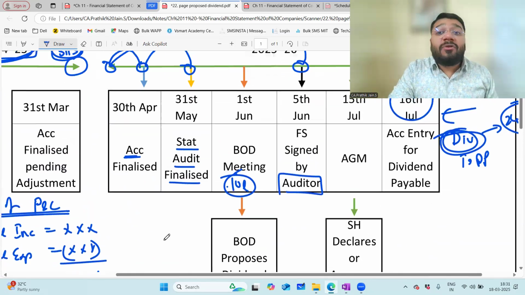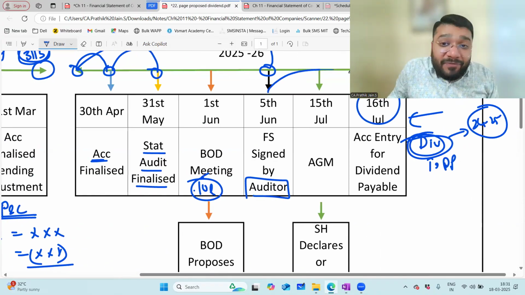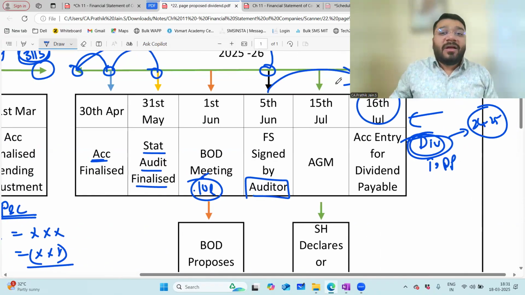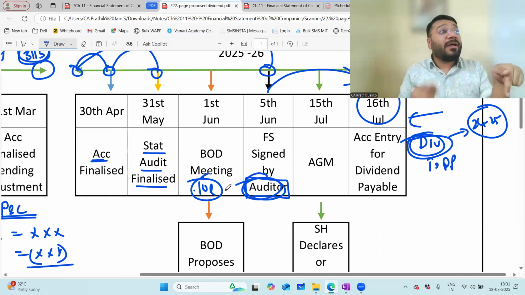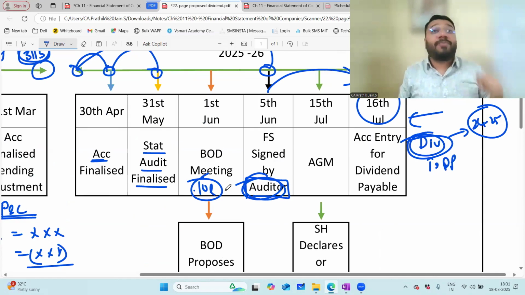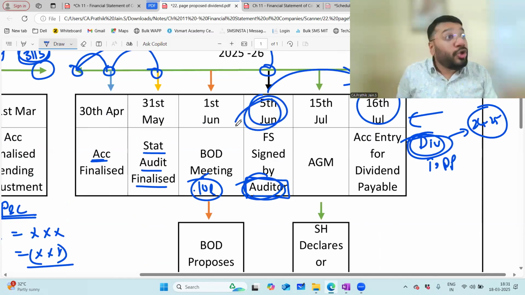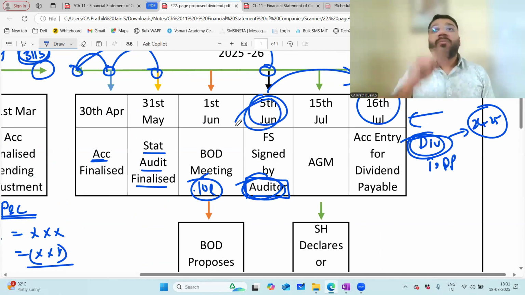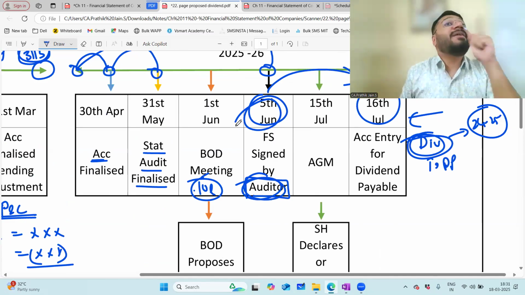When do you know that you have to pay this money? After the financial statement is signed. Once your auditor is signing the financial statement, only then you know that you have to pay this 10 lakh rupees. Until 5th of June, do you know that you have to pay this money? Is there a surety of paying the money? No. Because this 10 lakh is until that moment a contingent liability.